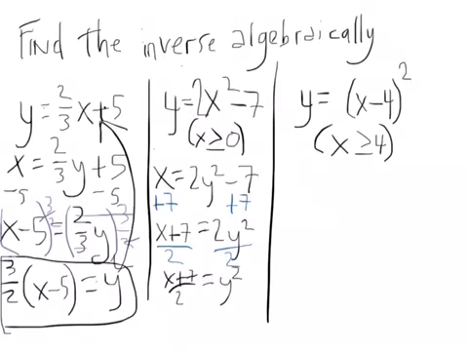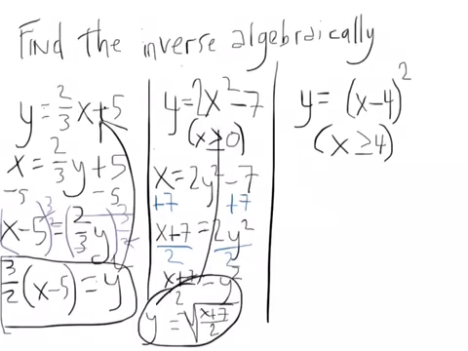Undo squaring by square root, so the square root of x plus 7 over 2, and make sure you draw your square root so the whole, it's square rooting that whole thing, is equal to y. That's the inverse to this function with that limitation.